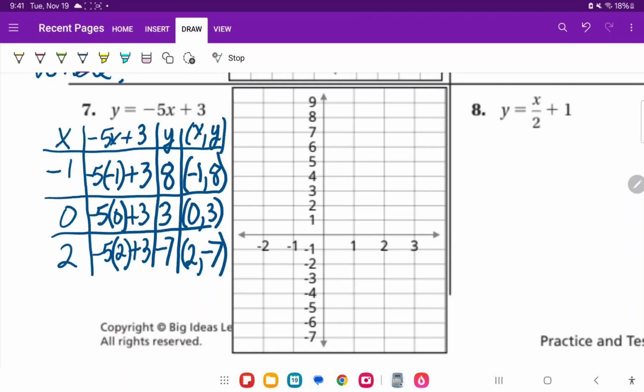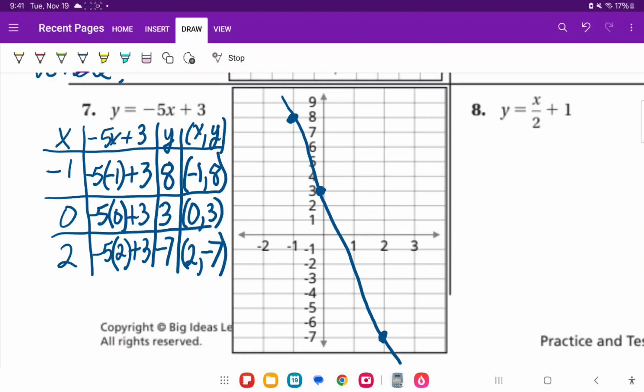Okay, so now we're going to plot those points. Our first point is left 1, up 8, like that. And then the next one is 0, up 3, 1, 2, 3. And then the last one is 2, -7, so go right 2, down 7, like that. Then I'm going to draw that line. It looks like that. I know that's not perfect.